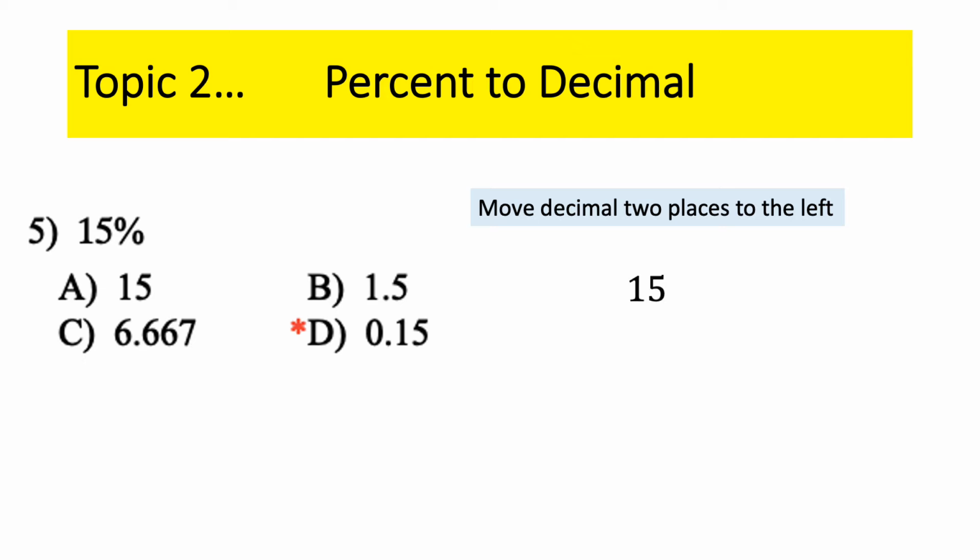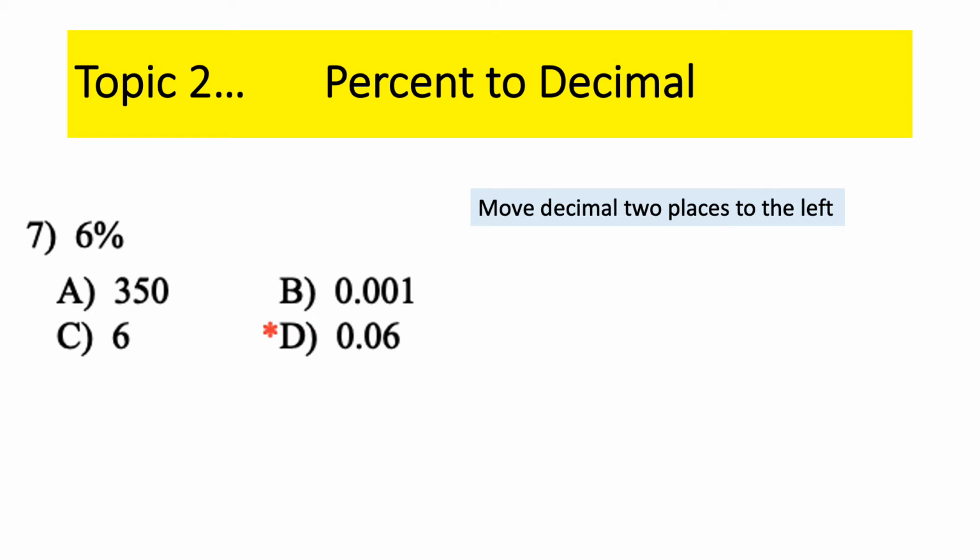So we start off with the 15. The decimal place is after the 5. We're moving 2 places to the left. 1, 2, 0.15. Got it? All right. Percent to a decimal. Where's the decimal? It's after the 6, to the right of it. Move it 2 places to the left. 1. Now we've got a problem. There's no more digits. So add a 0 and move it 2 places. 1, 2. So 0.06. They're going to always put a leading 0.